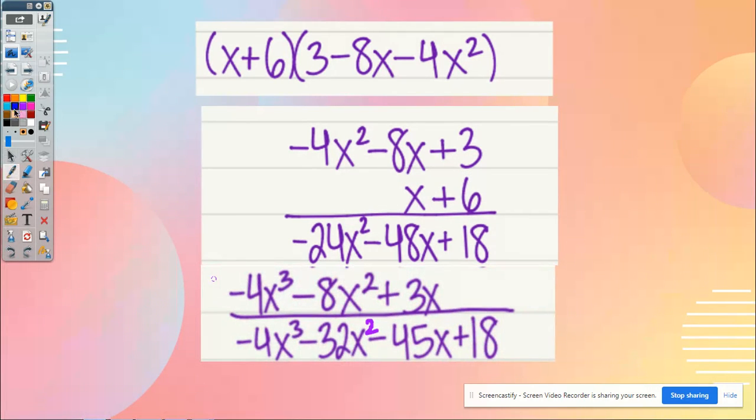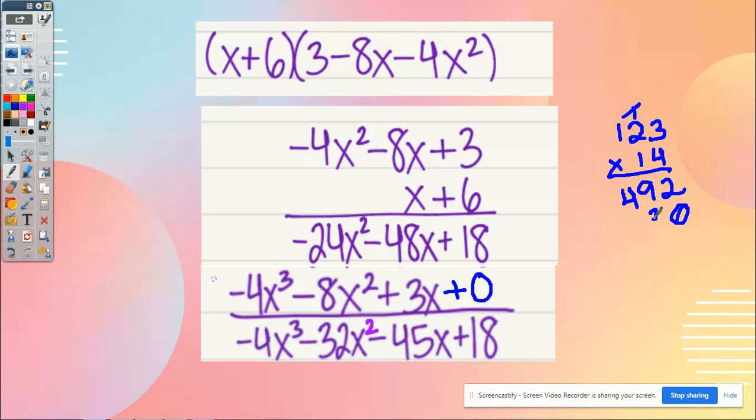When I continue, I have to make sure I put a placeholder 0, because in this case, we're doing something like 123 times 14, for example. When you multiply the 4, that is kind of what we just finished here. And then you put a placeholder 0 because this is in the tens place, and you would just multiply from there. And after you do that, you would add. So that is what we're doing here.